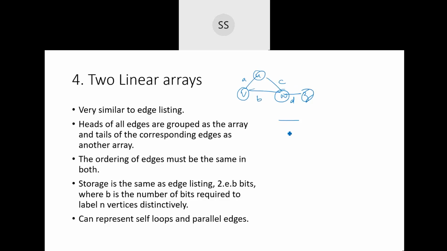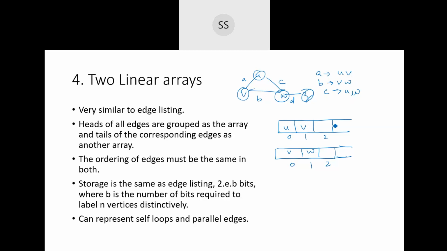So I'm going to have two arrays. This is one array and this is my second array. I have to just see that I'm maintaining the same position: 0, 1, 2, here also 1, 2. So for A, I'm going to have UV. So U will be stored here and V will be stored here. For B, it is VW. So V will be stored here and W will be stored here. For C, it is UW. So U will be stored here, W will be stored here. What about D? D is stored as WZ. So W will be stored here and Z will be stored here.